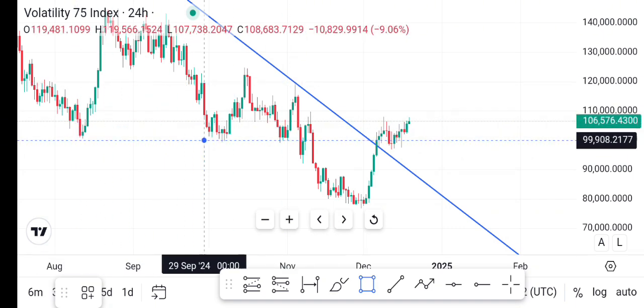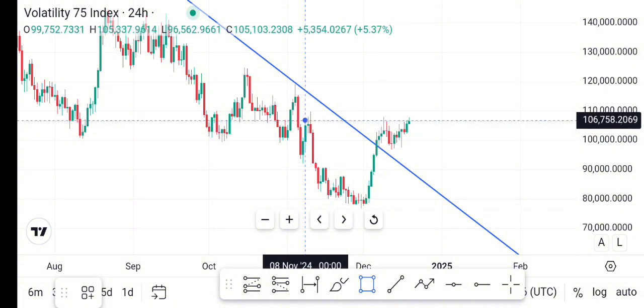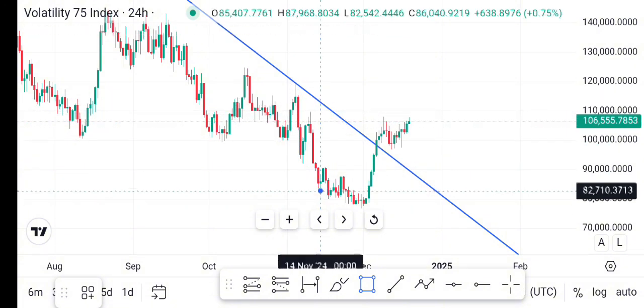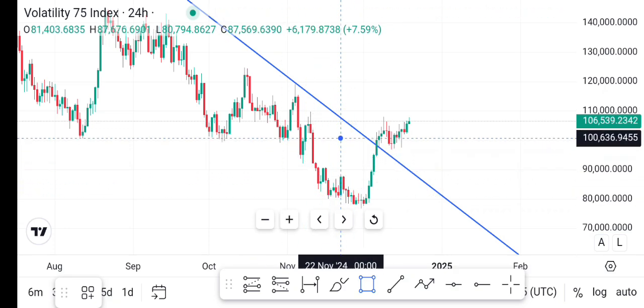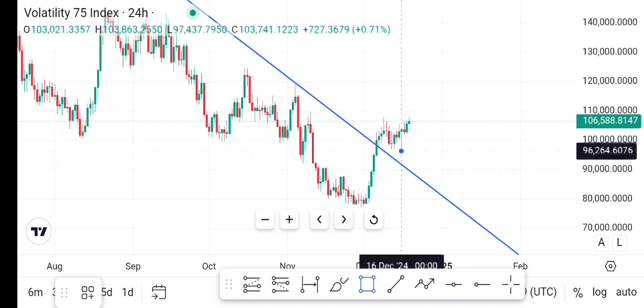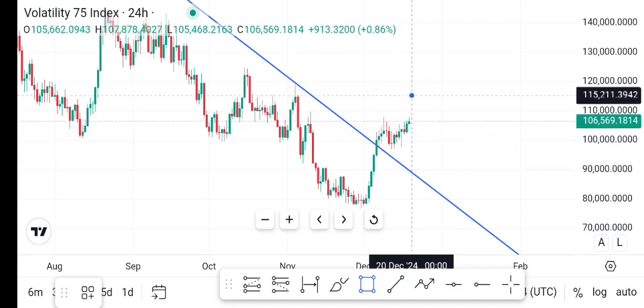We have one, two, three touches, we break, we retested the fair value gap on the daily time frame, and then we came down and started making lower lows and lower highs. So you can see that we have broken this overall trend line here, and then we came back and made a retest, and now it looks like we are going up, guys.